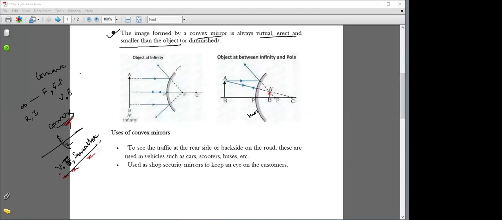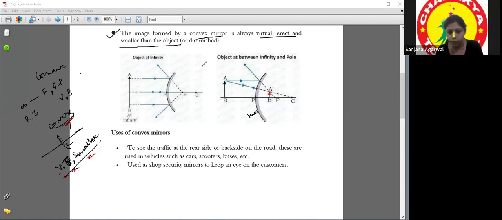See, Mom, can you repeat the point? Convex mirror forms virtual, erect, and smaller sized images.